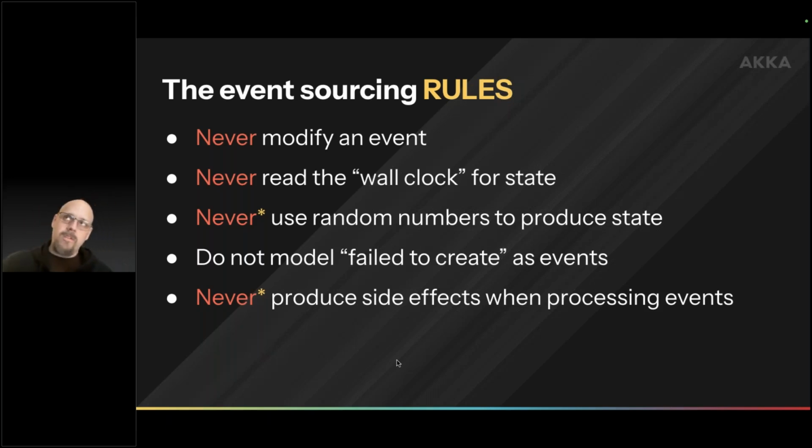Another important one is not modeling a failure to create or failure to do something. Obviously, there are some exceptions there, but by and large, your events should represent things that did happen, not things that did not happen. And then never produce side effects when processing events. That should be fairly straightforward. If your code produces a side effect during event processing, then the code is no longer testable, predictable, or reproducible.